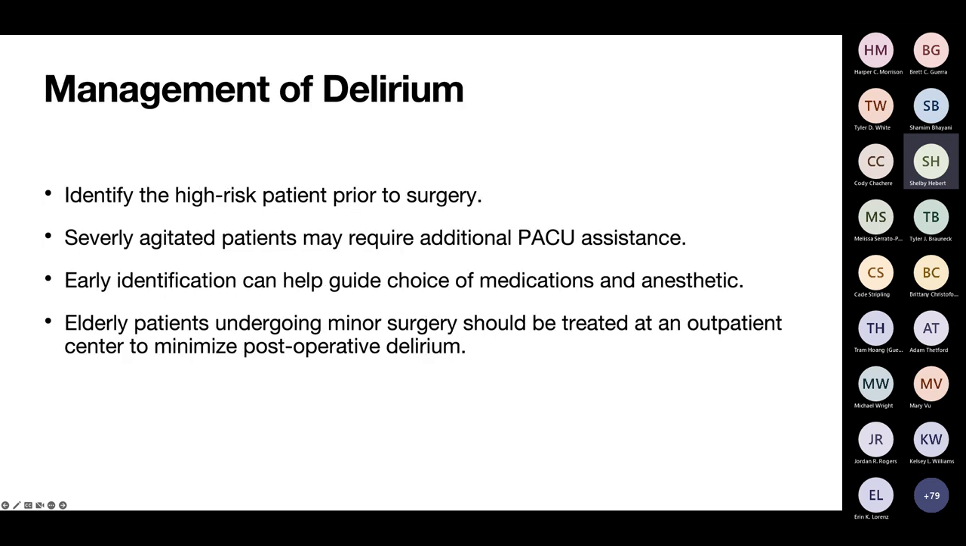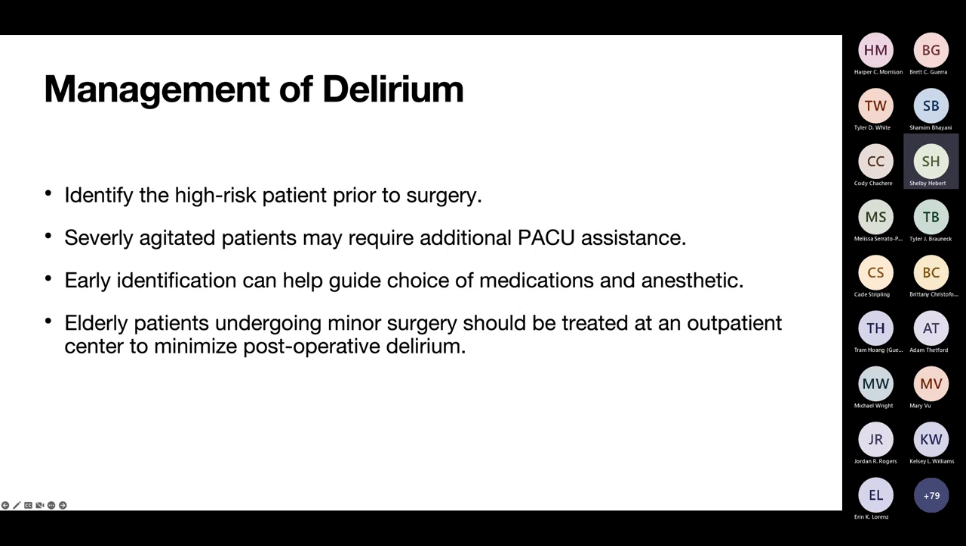So how do we manage it? First thing is think about the patients that are high risk prior to surgery and see if you can recognize them. Patients that are severely agitated may require additional assistance in the PACU. We don't want to leave this one poor nurse with somebody acting the fool. If you're able to identify these patients early on, you can try and avoid triggering medications and agents. Maybe this is somebody you can do with a spinal for their hip replacement because they're not real cooperative. On the other hand, you may have to do a general.